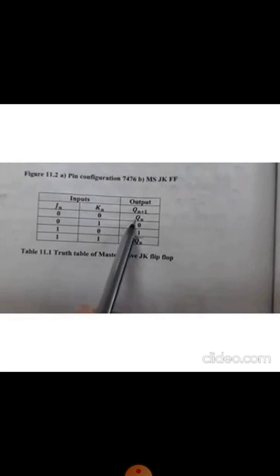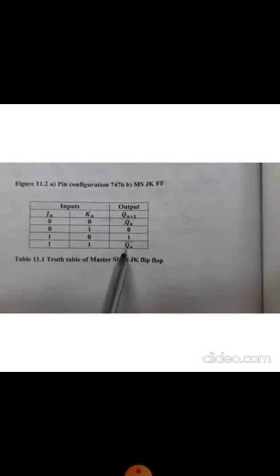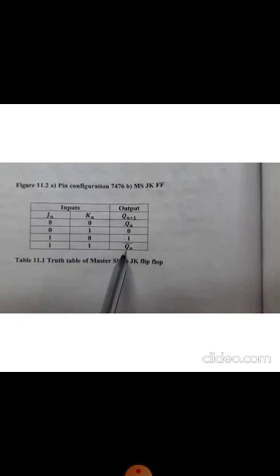When J equal to 0 and K equal to 0, the present output will be the past value, which is also called Qn, which is stored in the memory. Now when J equal to 0 and K equal to 1, the present output will be 0, called the reset state. And when J equal to 1 and K equal to 0, the present output is 1, which is called the set state. And lastly, when J equal to 1 and K equal to 1, the present output is the past complement, which is the toggle state. That means it toggles between 0 and 1. We will see the toggle during the practical.